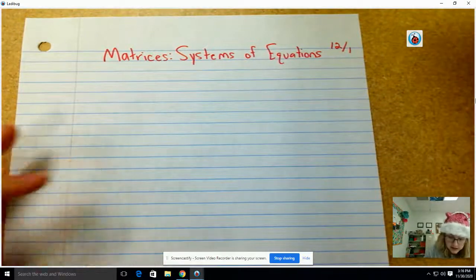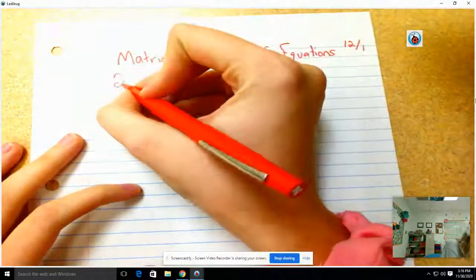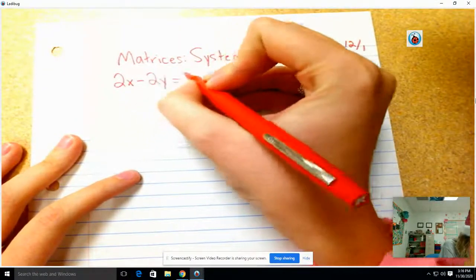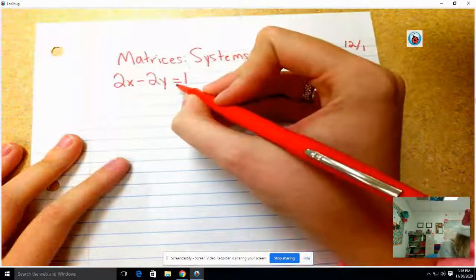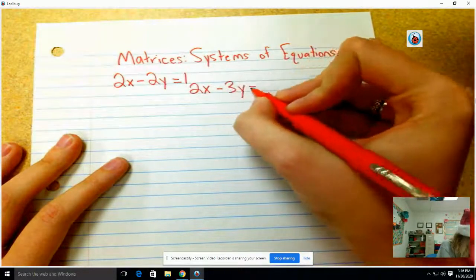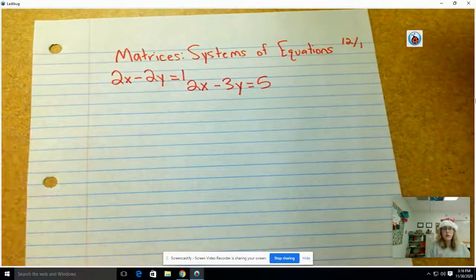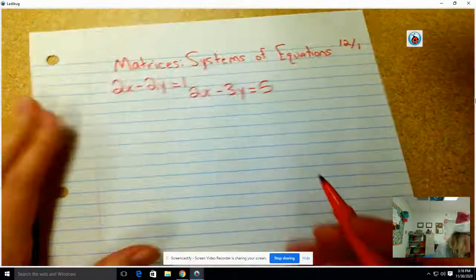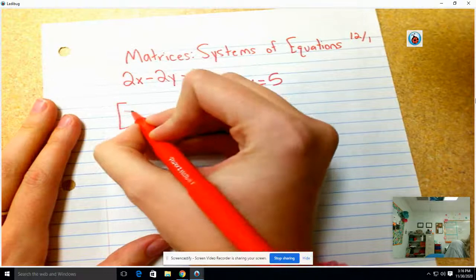So for systems of equations, if we're given the system 2x minus 2y equals 1, and we're given 2x minus 3y equals 5. So these are the two equations that I'm getting. The first thing I want to do is write it in an augmented matrix. So I have x, y, and a constant, x, y, and a constant. So I'm going to have 2 rows, 3 elements each row.